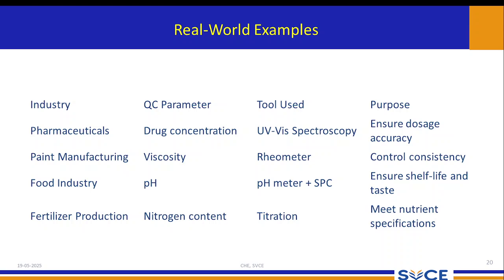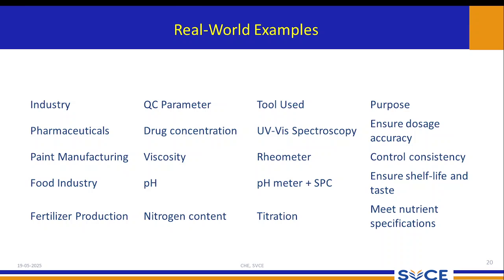That's the meaning. Coming to the real world examples, there are 4 industries stated here: pharmaceuticals, paint manufacturing, food industry, fertilizer production. Coming to the QC parameter: for pharmaceuticals, drug concentration, measured by UV spectroscopy, ensures dosage accuracy. Paint manufacturing, viscosity measured by rheometer, controls consistency. Food industry, the quality control parameter is pH, with SPC, ensuring shelf life and taste.